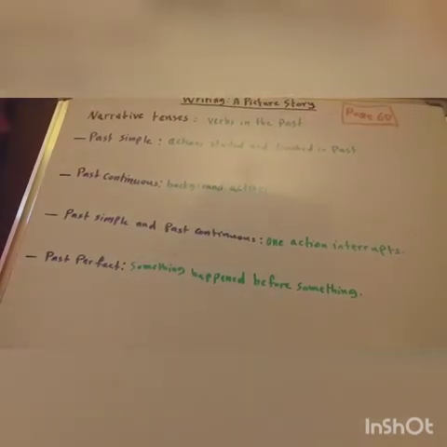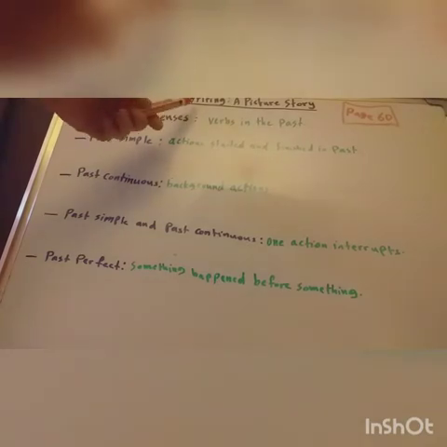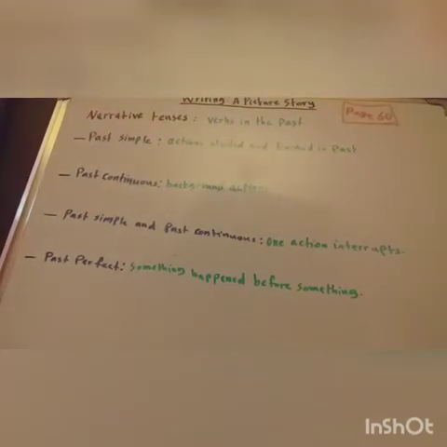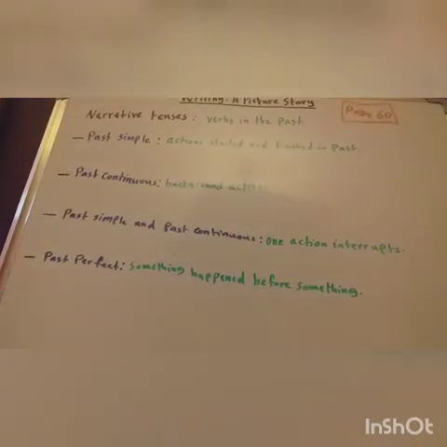Today's lesson is about writing. You're going to write a picture story by narrating the story. What do we mean by narrating? Narrating a story is to tell the story. And when you tell a story, you have to use narrative tenses. You're going to use 3 types of narrative tenses: past simple, past continuous, and past perfect.